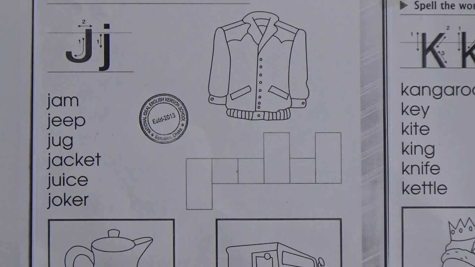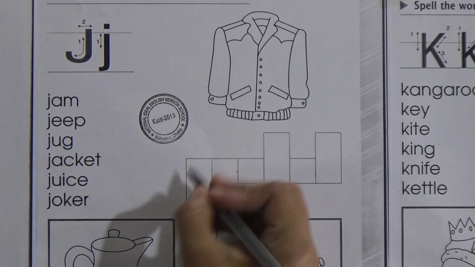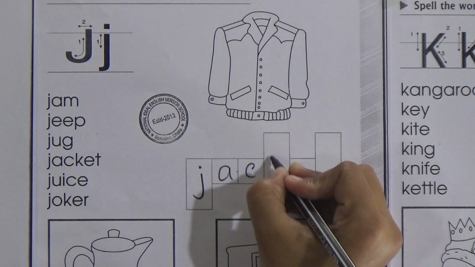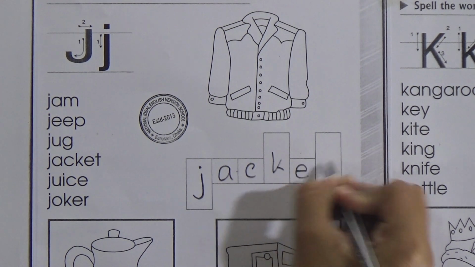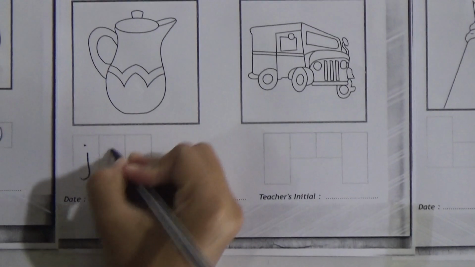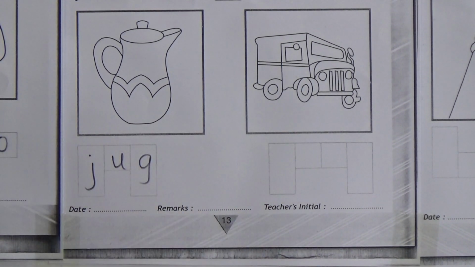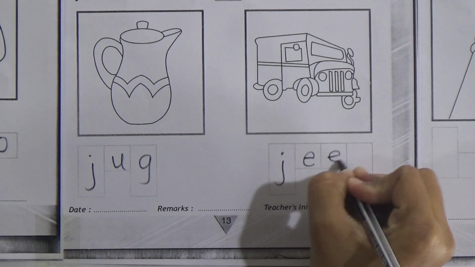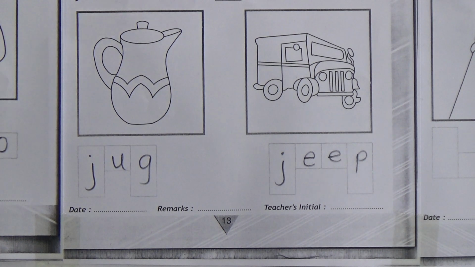So at first, the first picture, what is this? This is the picture of a jacket. J-A-C-K-E-T, jacket. And what is this? This is the picture of a jug. And this is the picture of jeep. J-E-E-P, jeep.